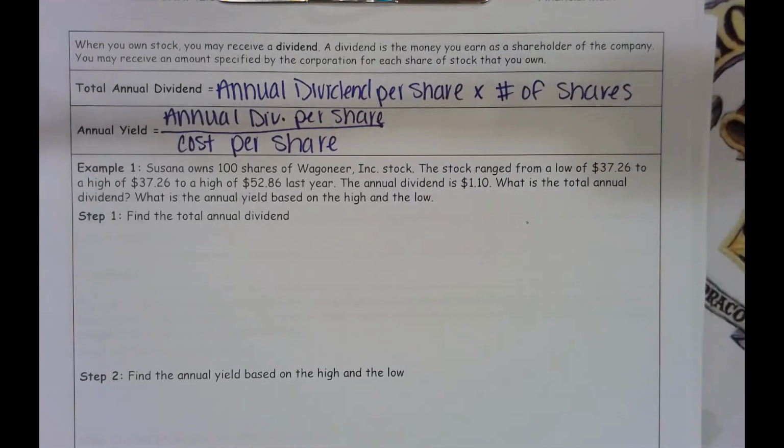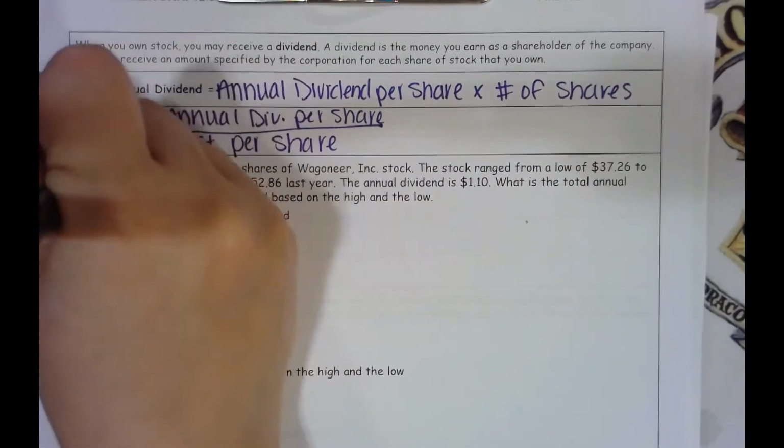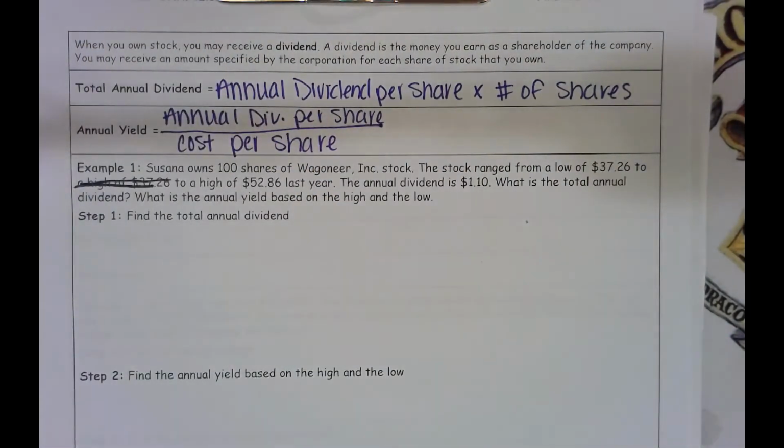So Susanna owns 100 shares of Wagoneer Incorporation stock. The stock ranged from a low of $37.26 to a high of $52.86. The annual dividend is $1.10. What is the total annual dividend? What is the annual yield based on the high and the low?